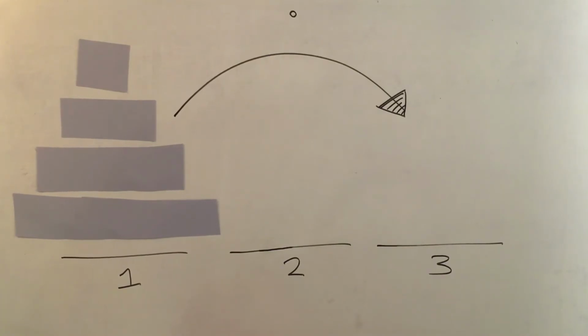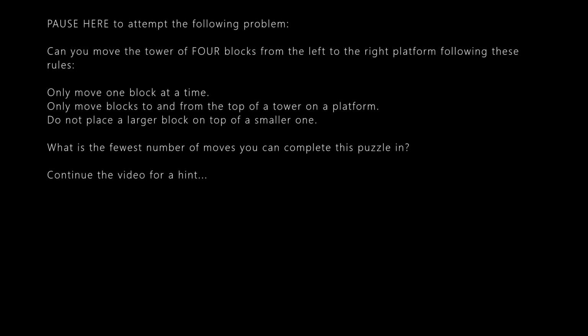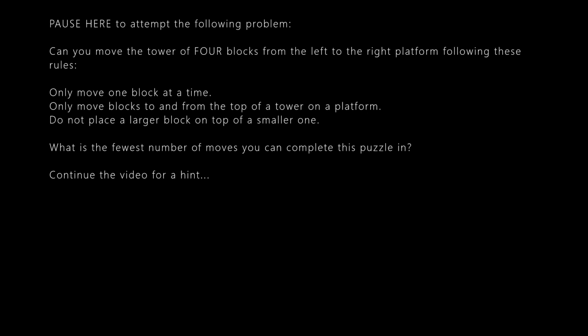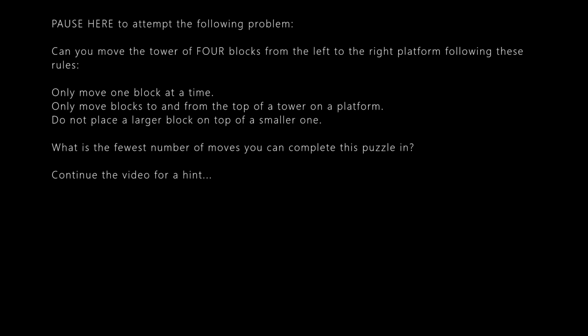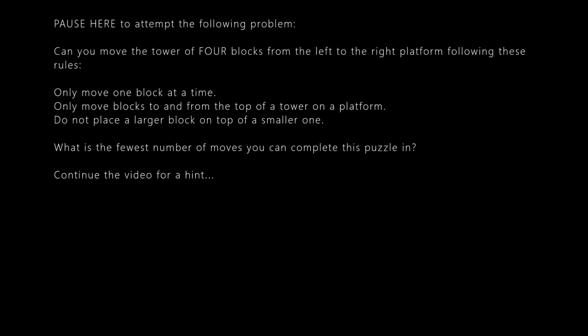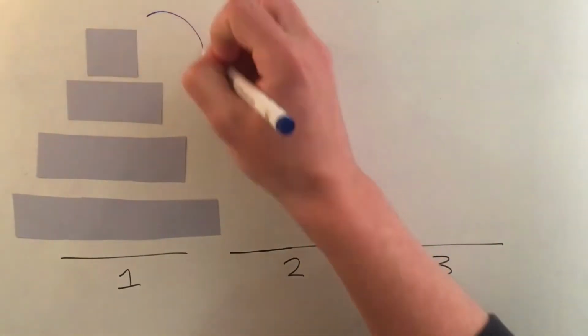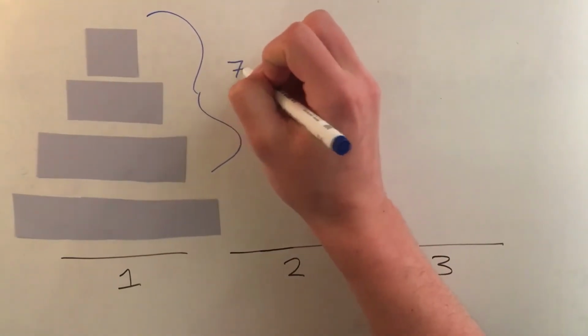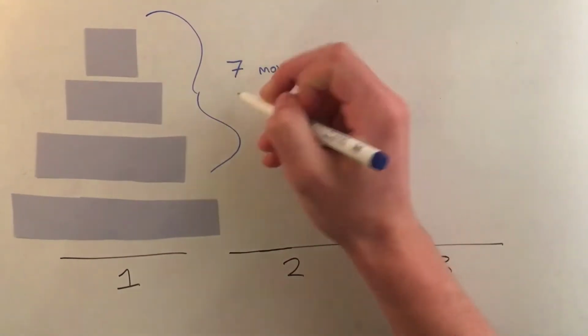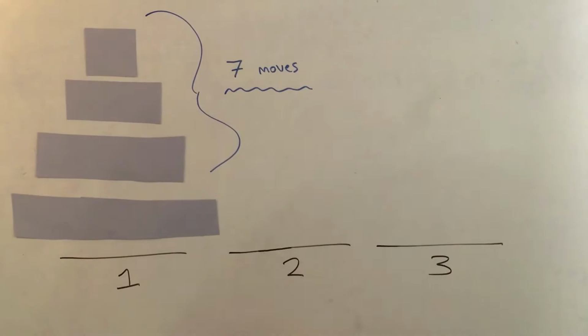What's the smallest number of moves that you can do this in? Pause the video now to have a go. If you find that you could use a hint, watch the next section of the video. Here is a hint. You might find it helpful to use the fact that we already know how to move a tower of 3 blocks in 7 moves.